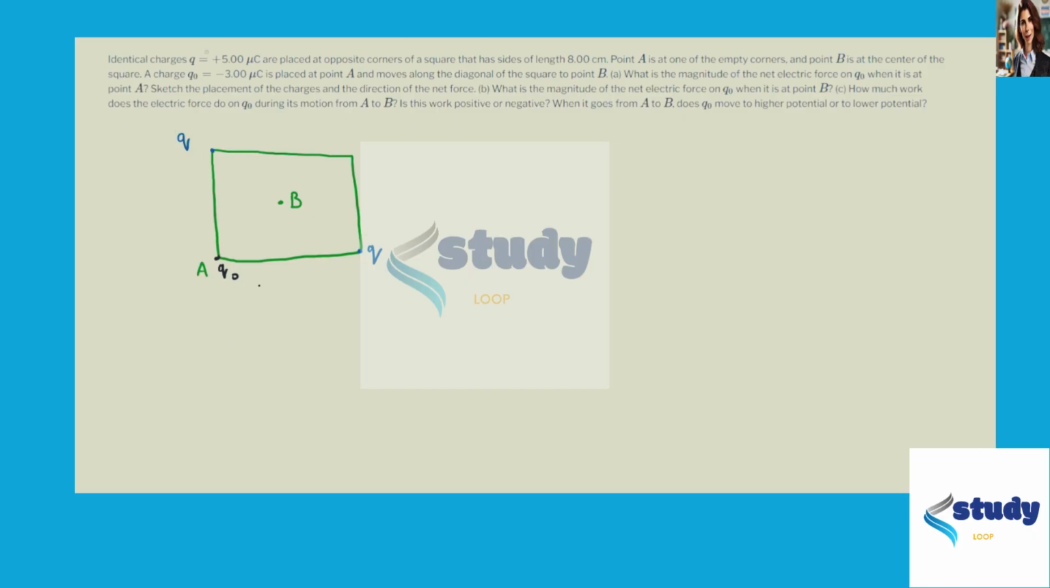Since Q is positive and Q naught is negative, the force is going to be attractive in nature. This force, let's say, is represented by F, and the magnitude would be the same for this force since they are symmetrical. Since these two forces are at 90 degrees, the resultant force F net is root 2 F, as per the vector addition property.